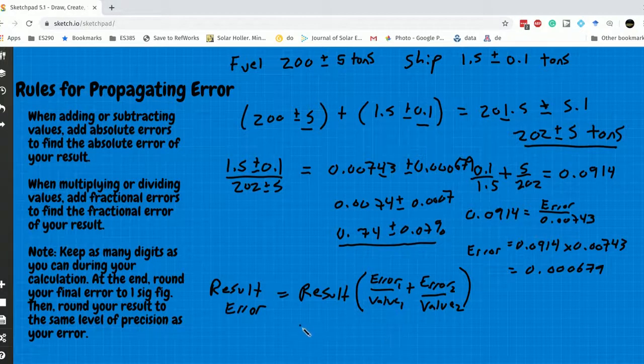If we wanted to use this formula for the calculation that we carried out above, our result would be 0.00743. Inside the parentheses, our first error would be 0.1. We would divide that by the value that that error describes, plus for our second value that went into the calculation, we would have 5 divided by 202. If we punched all of this into a calculator, we would end up with the error that we calculated earlier, which was 0.0007, after, of course, we've rounded to one significant figure.